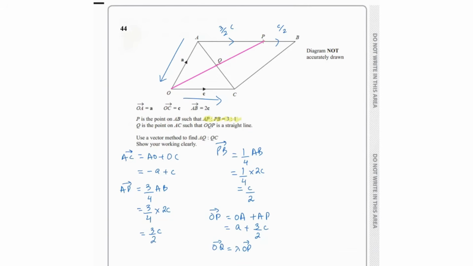We can actually find BC as well because we have AC. Let's find BC too. BC would be BA plus AC. Yep, we can do that. So that's negative 2C, and AC is negative A plus C. So that's negative A minus C. That is BC.